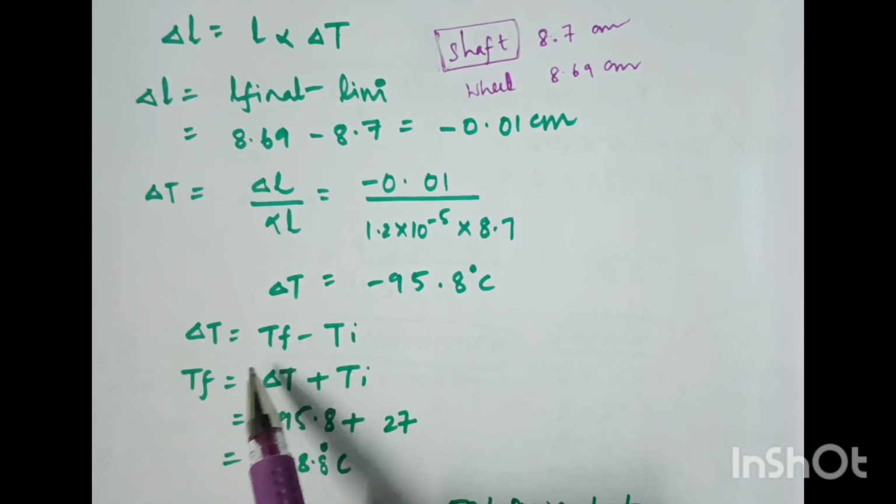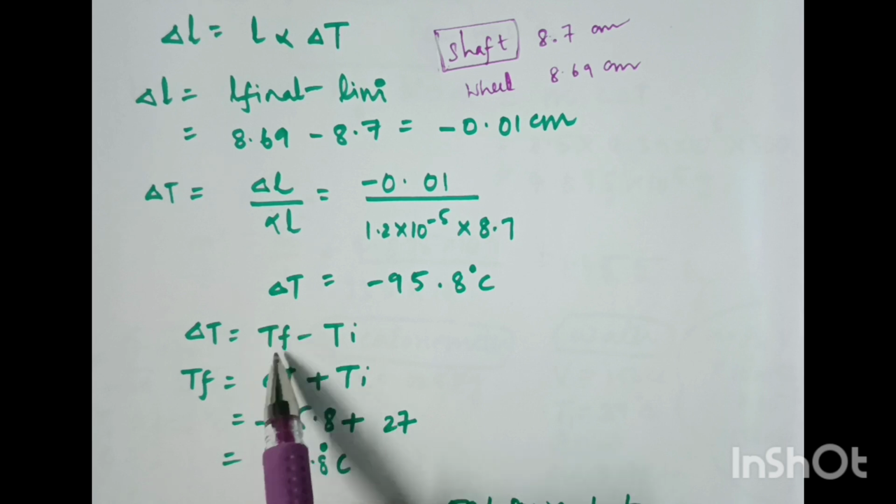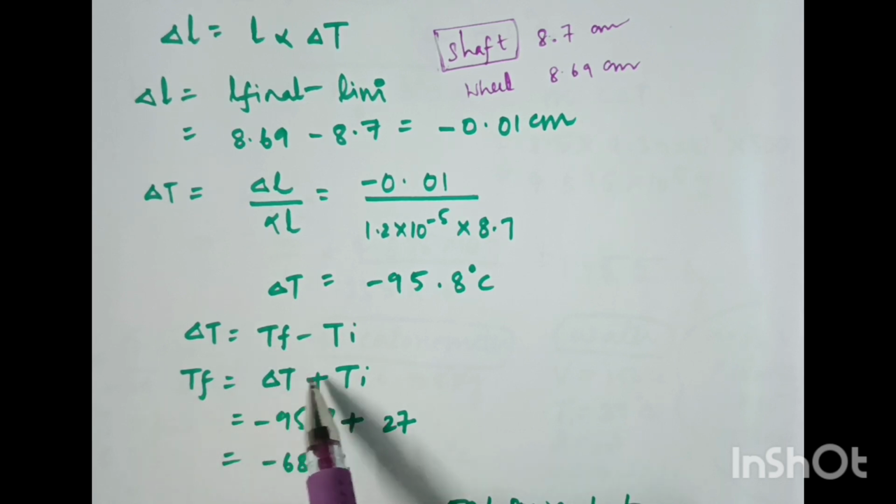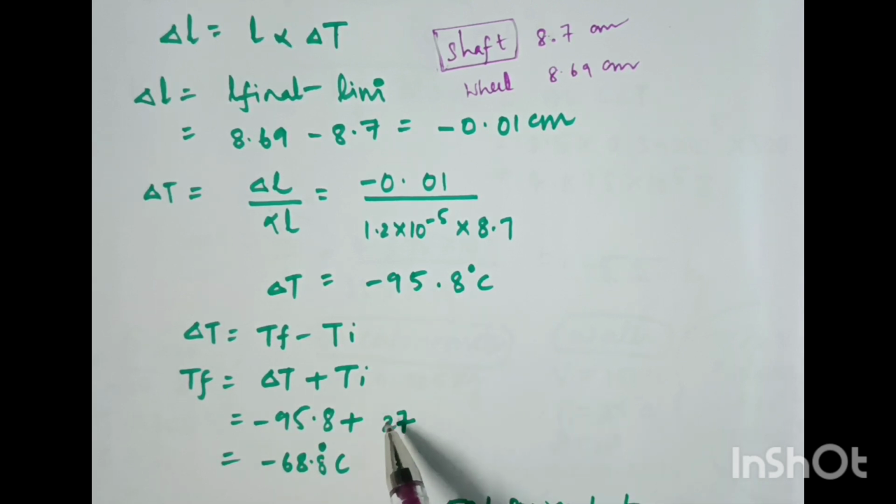So what we have to find is T final. T final equals delta T plus T initial. Delta T is minus 95.8 degrees Celsius, plus T initial. Initially the temperature was taken at 27 degrees Celsius, so it is 27. So the answer is minus 68.8 degrees Celsius. So we have to cool the shaft to minus 68.8 degrees Celsius, so that the wheel can slip on the shaft.